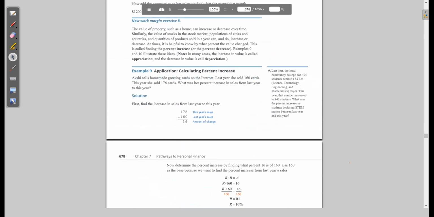So next up we have percent interest. Akshi sells homemade greeting cards on the internet. Last year she sold 160 cards. This year she sold 176. What was her percent increase in sales from last year to this year?